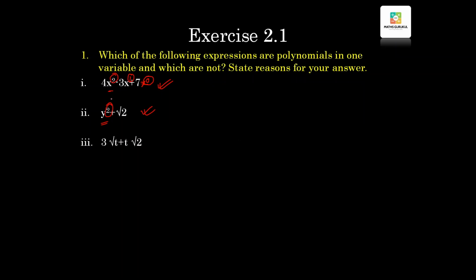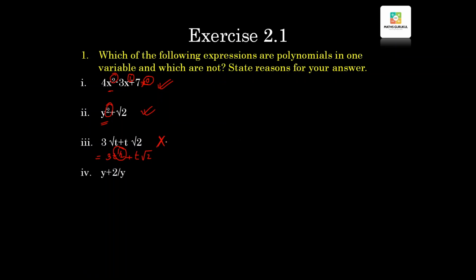Okay. In the third question, it is given that 3 root t plus t into root 2. Now, in this particular expression, there is also one variable involved, and that variable is t. If we simplify this expression, we can write 3 into root t as 3 into t to the power half, plus t into root 2. Now, if we observe the exponential power of the variable t, we find that it is a fraction. It is not a whole number. That is why the third expression is not a polynomial.